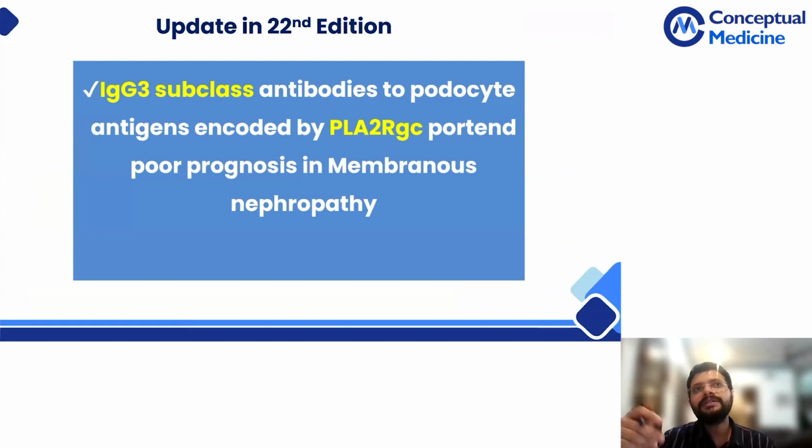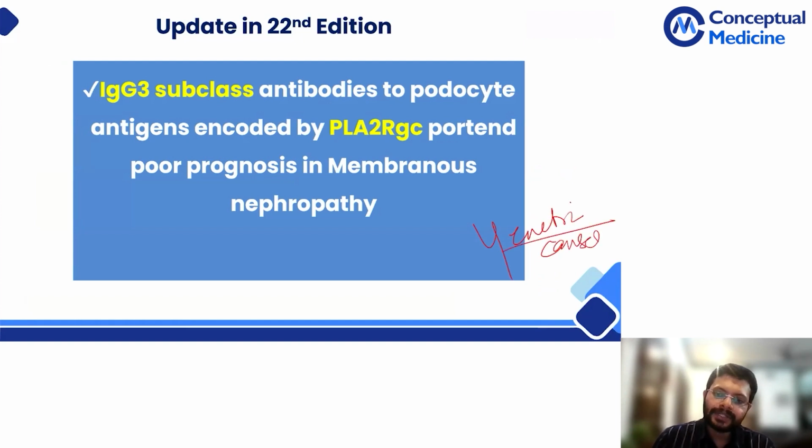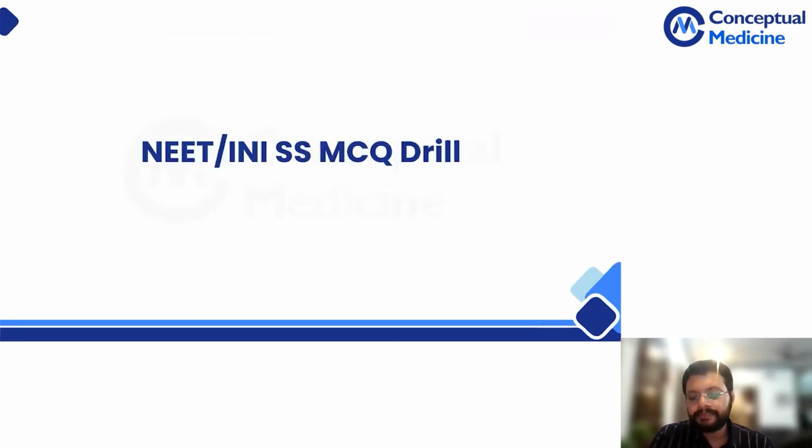The other update that I saw is a paragraph which tells you about the different mutations, the genetic causes of glomerular disease. When they are discussing the genetic causes of glomerular disease under the pathogenesis, one new mutation that has been mentioned is the PLA2R GC, which encodes the IgG3 subclass of antibodies. It portends a poor prognosis in membranous nephropathy. In the previous edition, this was not there. So probably this can come as an MCQ in your forthcoming exam.